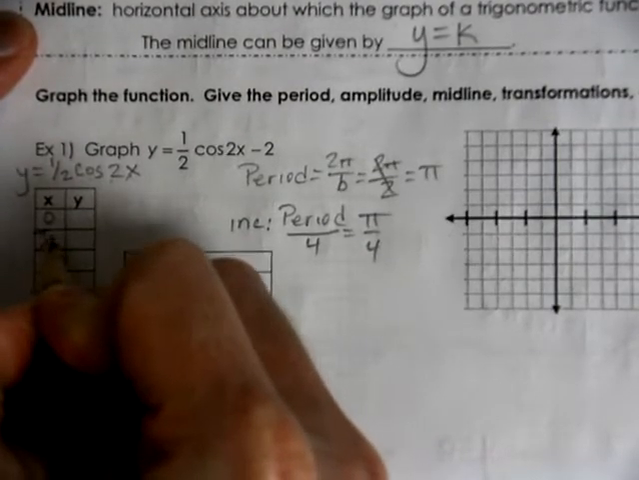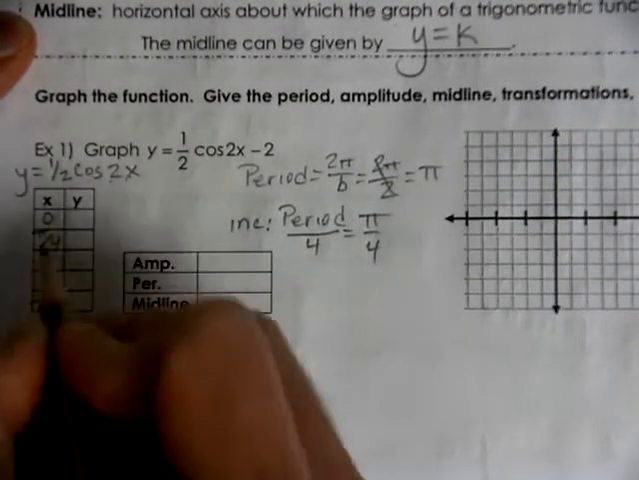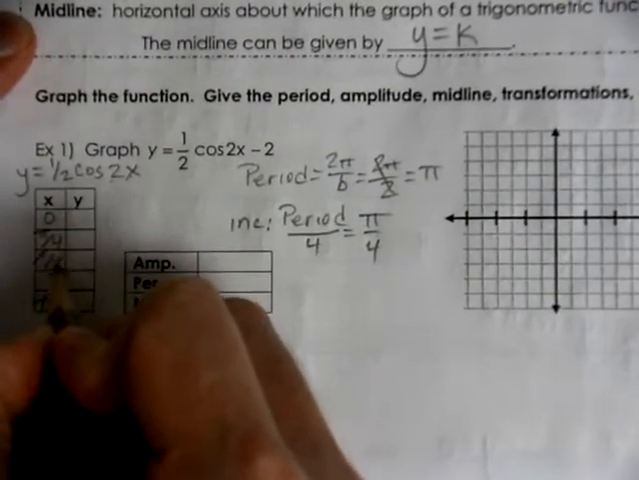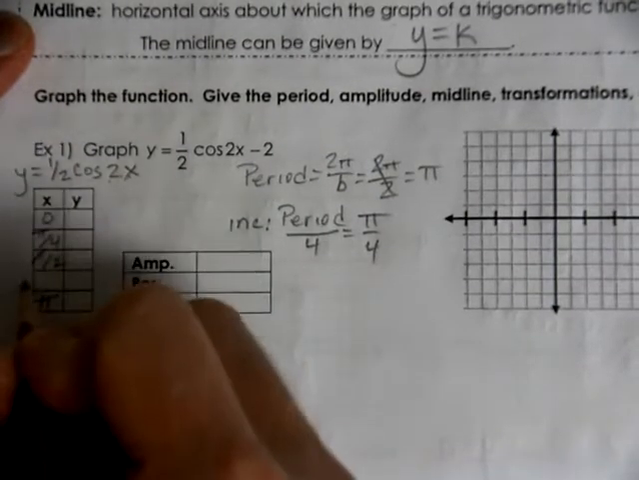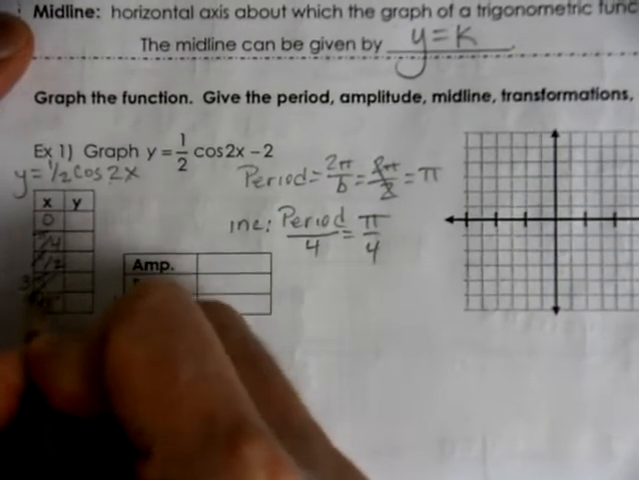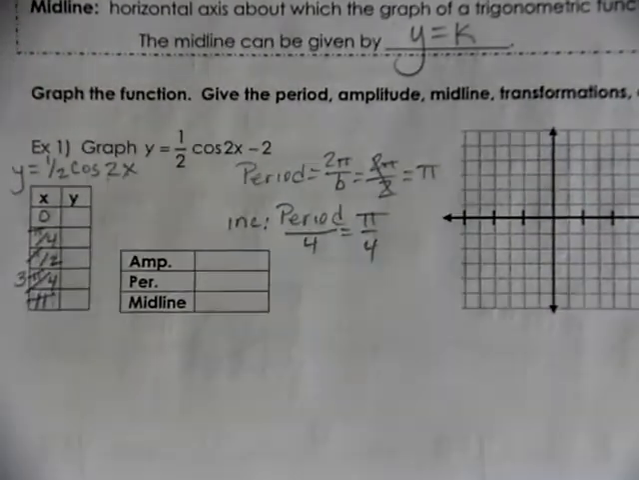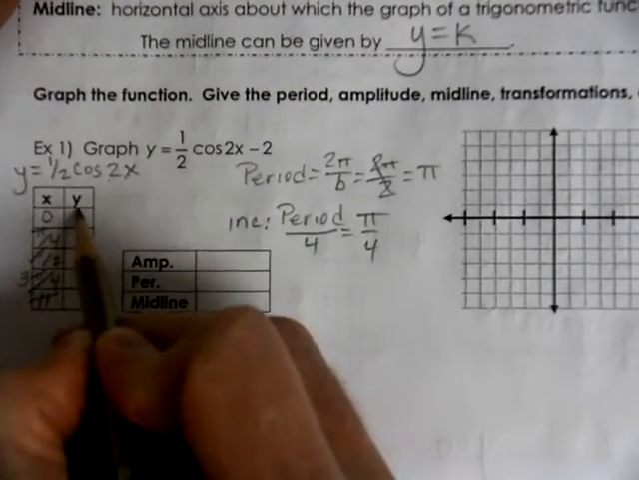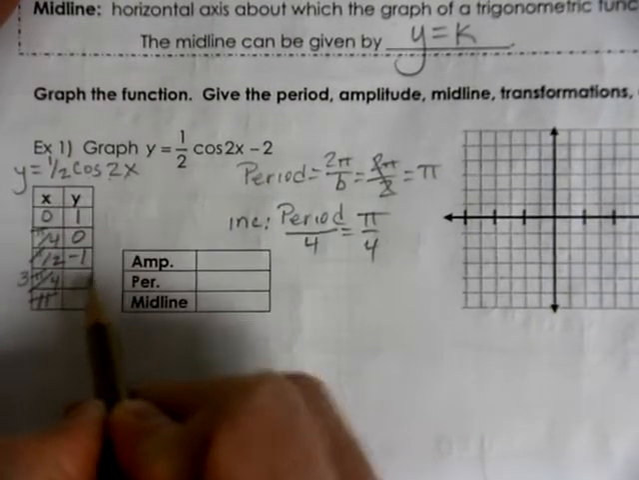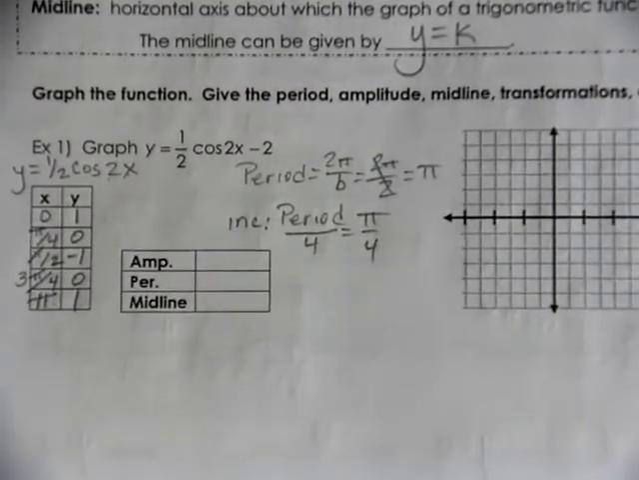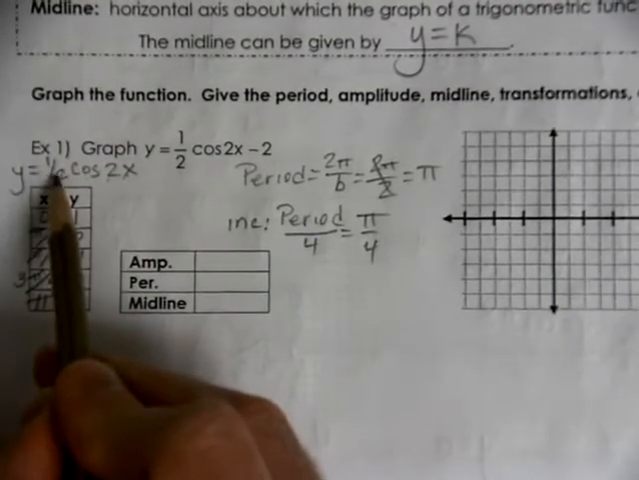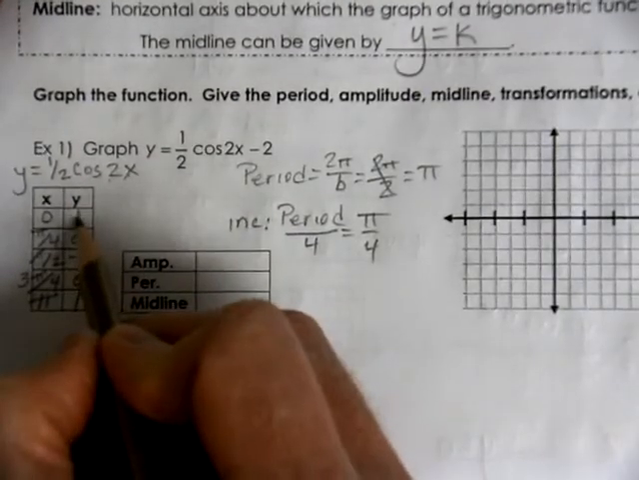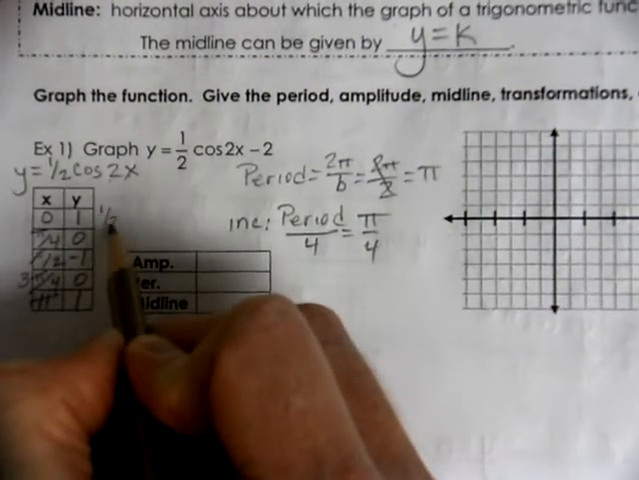So we have pi over 4. Then we have 2 pi over 4, which can be reduced to pi over 2. Then we have 3 pi over 4. And then we have 4 pi over 4, which is reduced down to pi. This is a cosine graph, so we know we start at 1, then we go 0, -1, 0, and 1. And we are multiplying by a half. So we're going to multiply all those y values by a half.